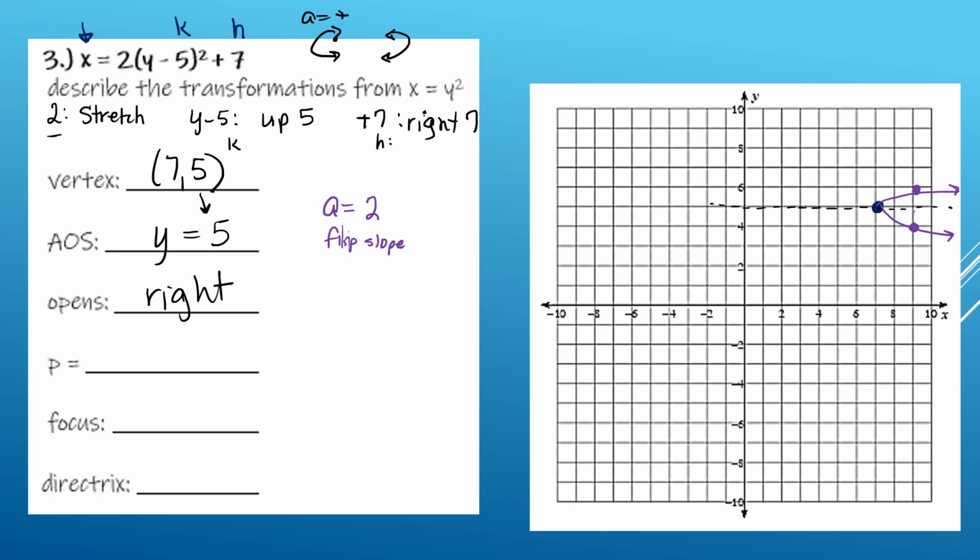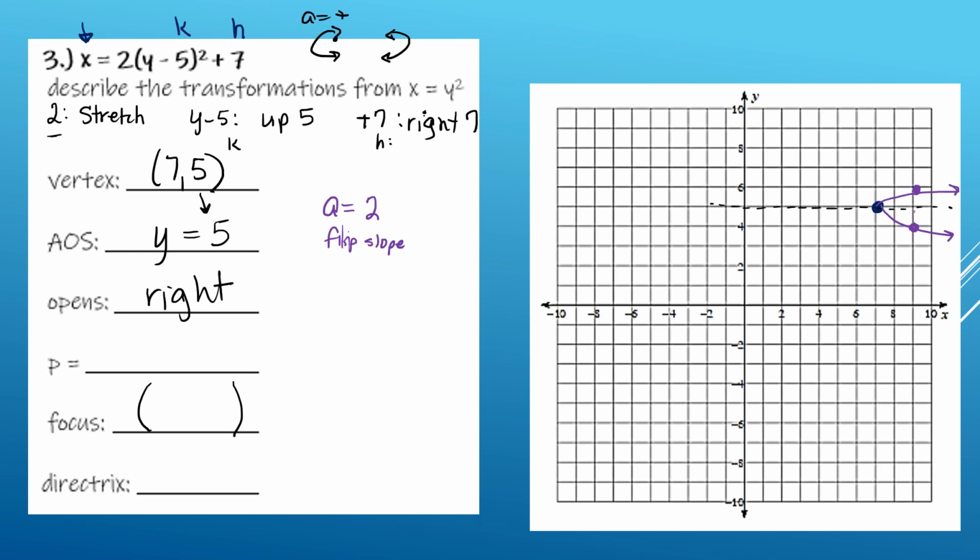So you can do it that way as well. A couple weird things on that guy. Next thing, we need to determine our p-value so we can get our focus and our directrix. Remember, our focus is always going to use our vertex.